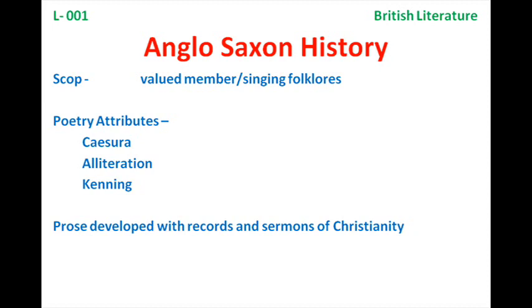And some literary aspects I shall just conclude. The first is the poetry attributes, meaning which were the features in poetry. They used caesura. It means a break in the line. When we have a longer line, we break that line in half and start again with the next line; that is caesura. Alliteration, we all know, is the repetition of the first letter at the beginning of consecutive words.